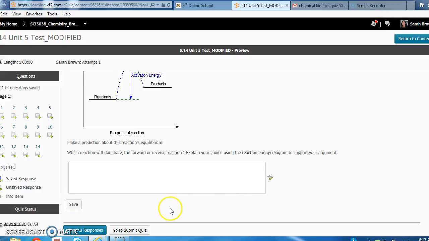And that's it. Once you have finished answering all of these questions, you can submit your test. Remember that you do have another option to take it if you choose. So if you choose to, you can retake this test.